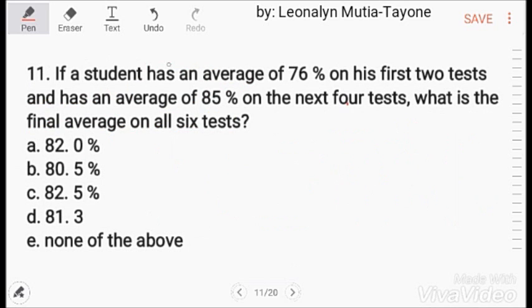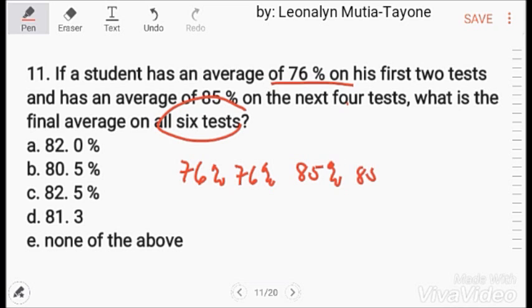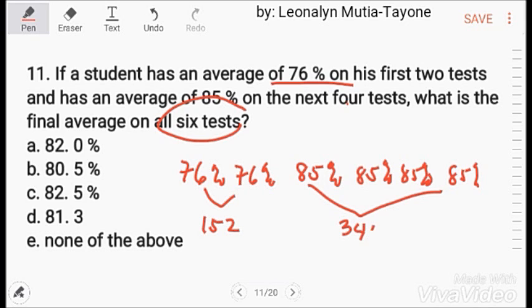Number 11. If a student has an average of 76% on his first 2 tests and has an average of 85% on the next 4 tests, what is the final average of all 6 tests? Sa first 2, ibig sabihin 76%. On the next 4 tests, ibig sabihin 4 na 85%. The answer will be add them and divide by 6. This is 152. Itong 4 na to ay 340.